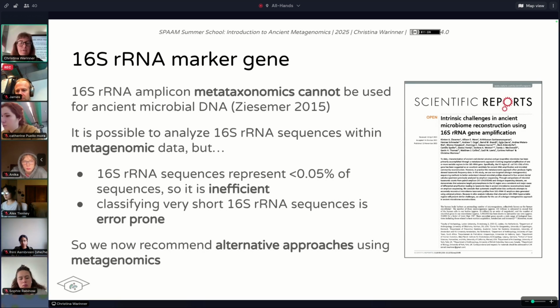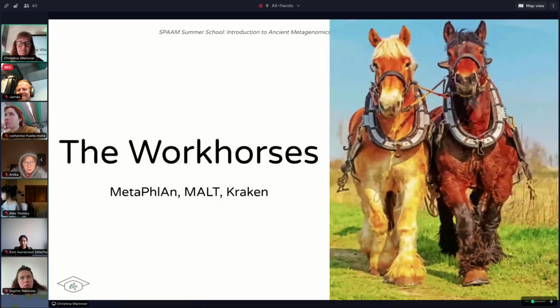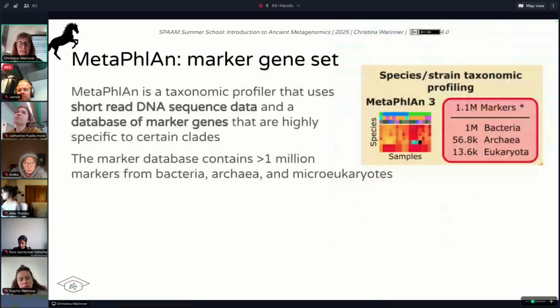And so now we recommend alternative approaches entirely using metagenomics. The field of ancient DNA actually transitioned very early, already in 2015, almost full-time into metagenomics, and so we built up a lot of expertise in this field. So sorry to say, at least for the purposes of ancient DNA, rest in peace, 16S gene. Let's next talk about the real workhorses of ancient DNA metagenomics, and that's going to be MetaPhlAn, MALT, and Kraken.